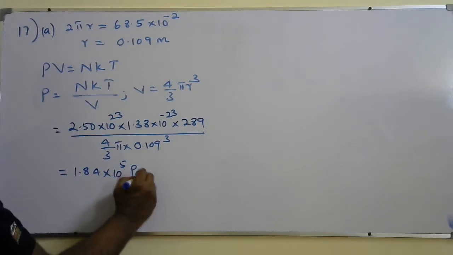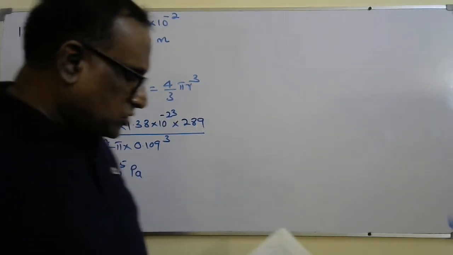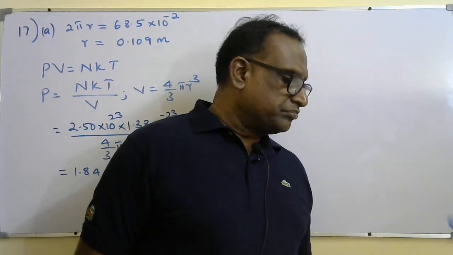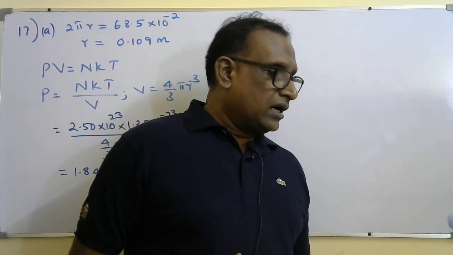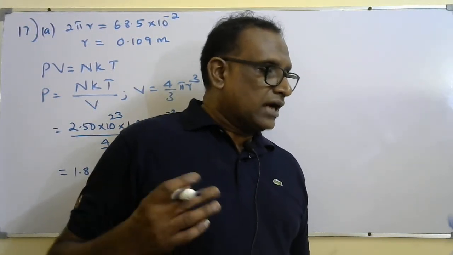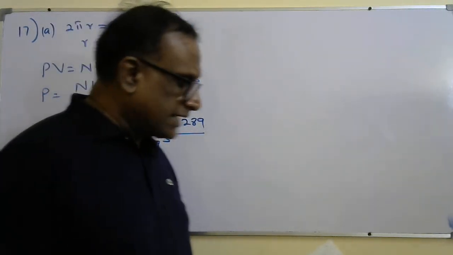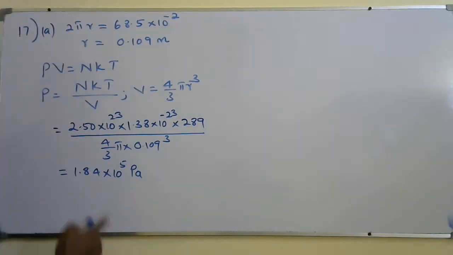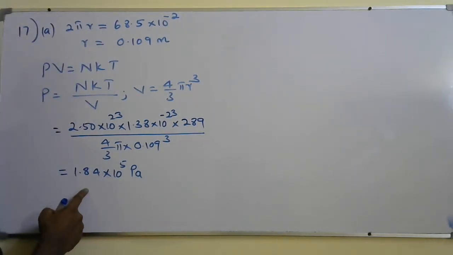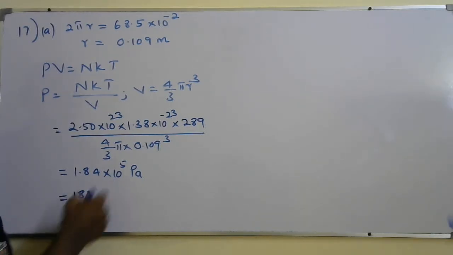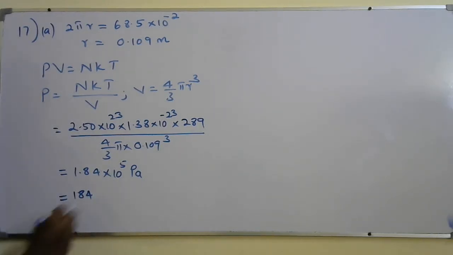So we have to compare with kilopascal. They are saying the pressure could be 60 to 110 kilopascal above the atmospheric pressure. Atmospheric pressure is given as 105 kilopascal. So when you convert this to kilopascal, it's going to be 184 kilopascal.